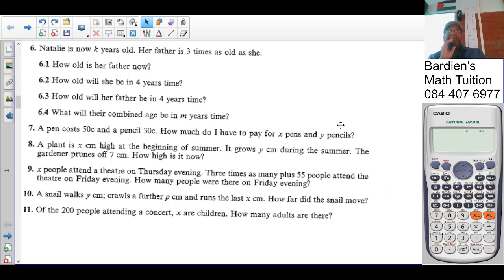Okay, square root. When I used the number 1, the number 5, the number 12, and the number 20, did you use the square root? No. So why don't you use square root here? So Natalie is now 2 years old. So how did we get to the father's age? Don't we multiply whatever Natalie is by 3? Not so? So how old is the father now?